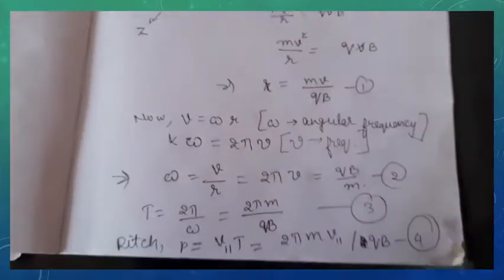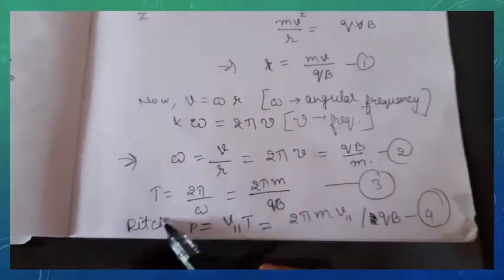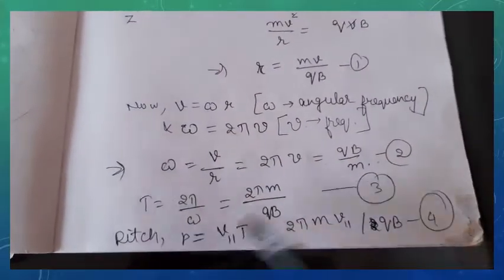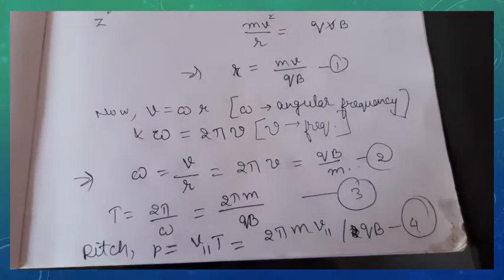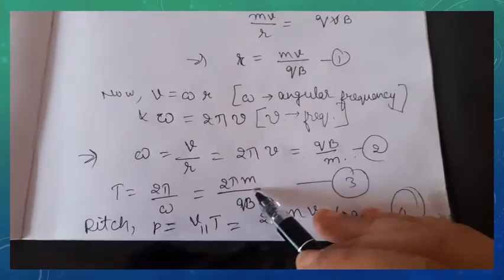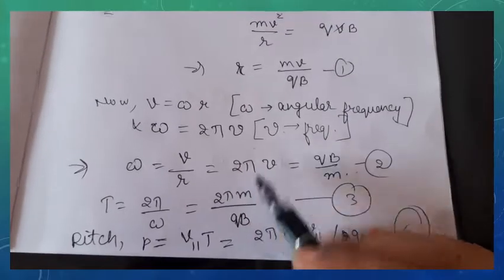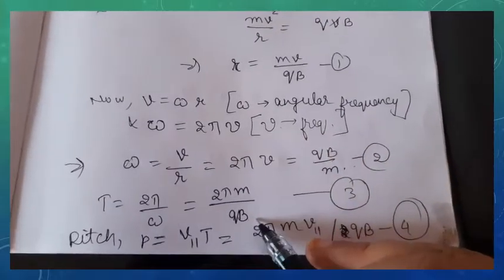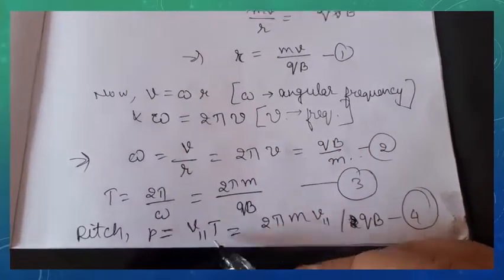And the time period of moving in a circular path, T, is 2π by ω. We can substitute the value of ω again from equation 2. So we get the time period 2πm/qB.